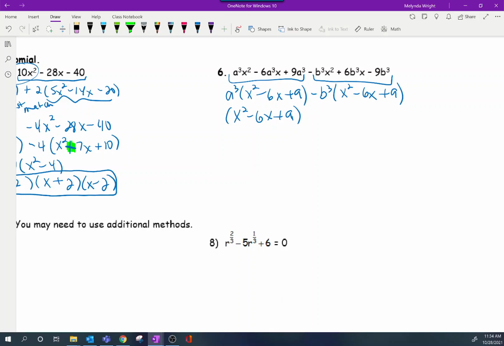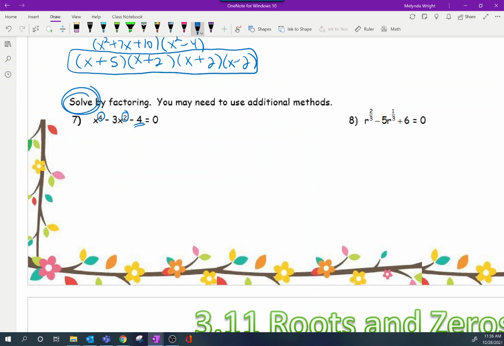Okay, so now we're going to work on solving. They want us to solve by factoring. Now, this first one is a trinomial, and it is actually in quadratic form because 4 is twice 2. 2 times 2 is 4, and there's a plain number here. So that matches our template for quadratic form. So then I can factor it like a quadratic.